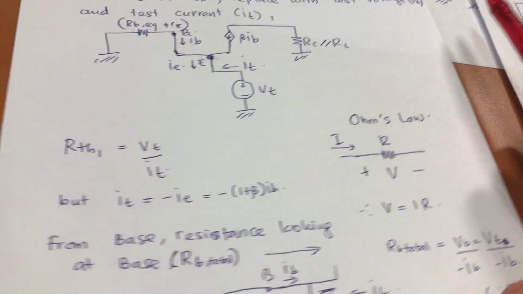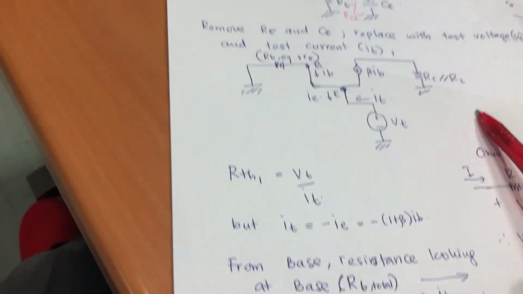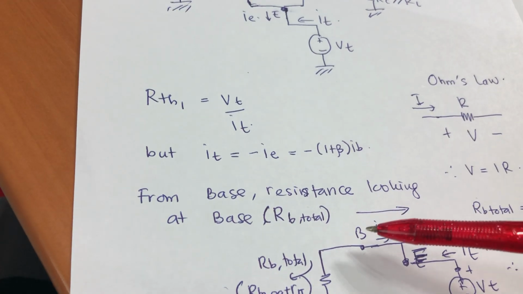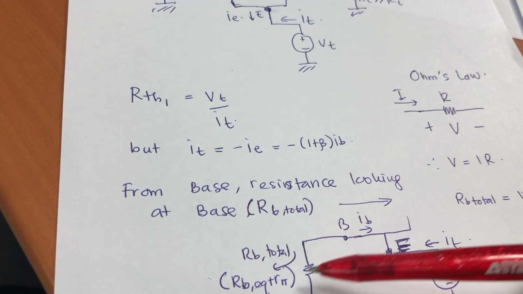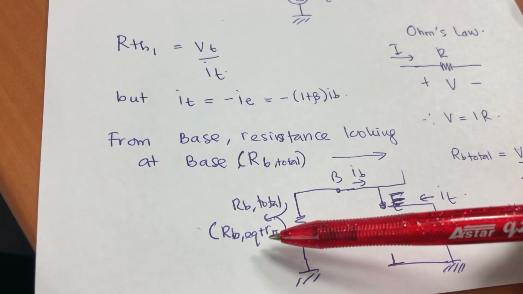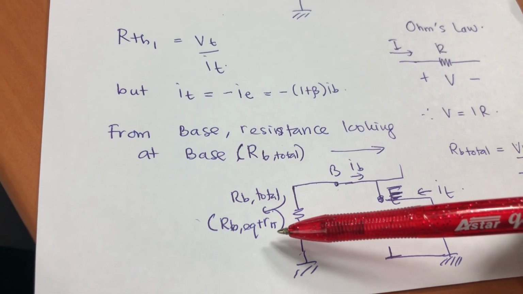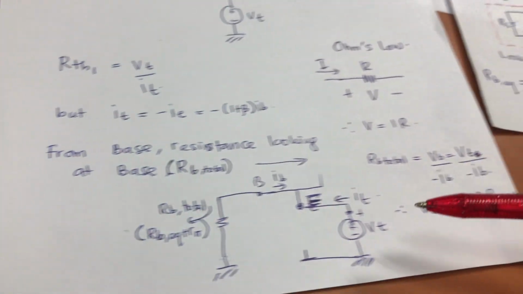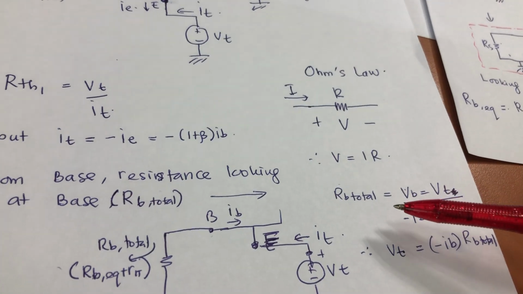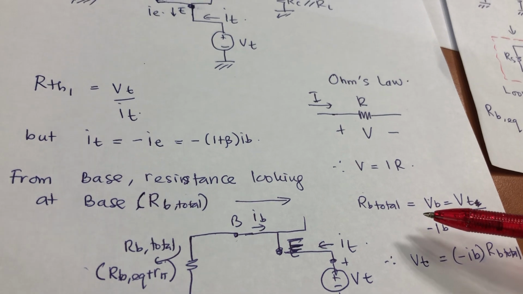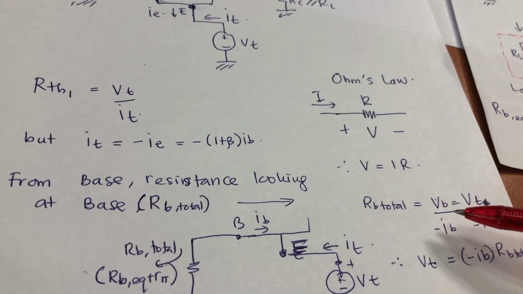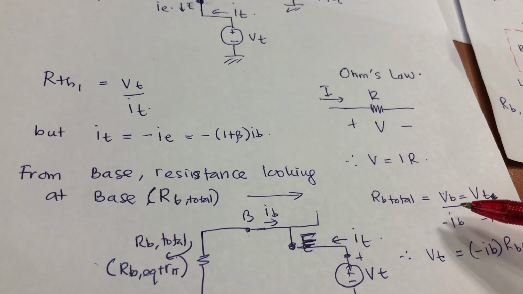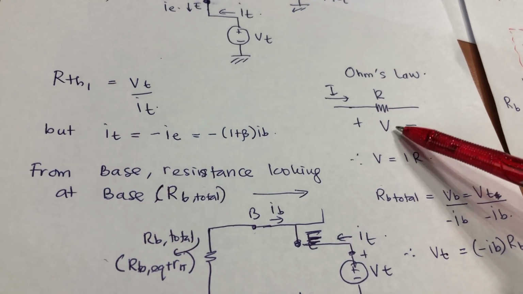Now from the base, the resistance looking at the base is RB total, which I call RB equivalent plus R pi, correct? This is the resistance looking at the base. So RB total is equal to VB, the voltage from base to the ground, over minus IB, because of the Ohm's law just now.